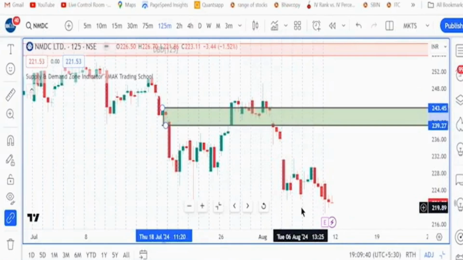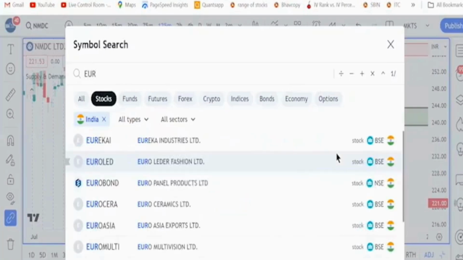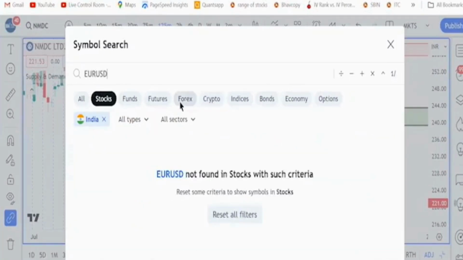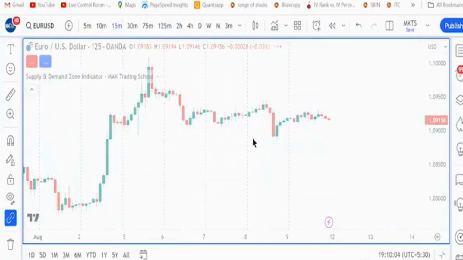Yeah, so these were some of our recent trades, friends. Rohit says some Forex trades. Rohit, I am not trading Forex actively, but I can check any instrument that you want. Do let me know. Smaller time frame Forex. Let's look at Euro USD.